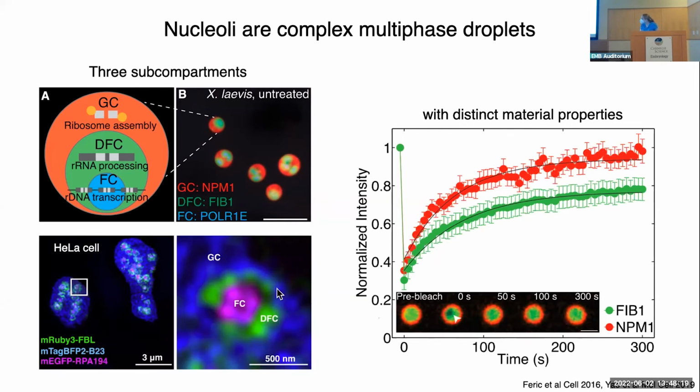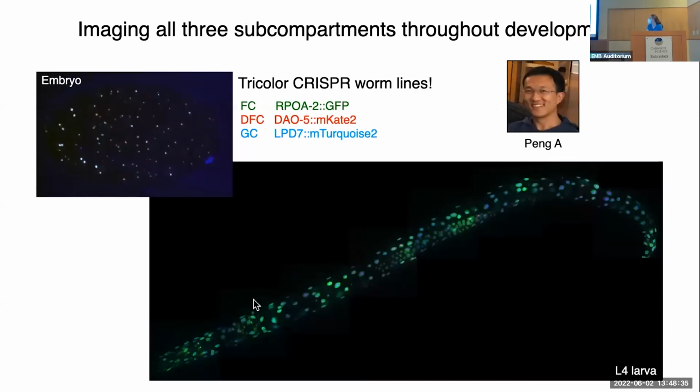And so for us to be able to look at any of this multi-phase organization, we needed to be able to look at the different compartments. So far, all I've shown you are images labeled with fibrillarin, this one highly conserved nucleolar component. And so our lab's big triumph of the pandemic was getting a tricolor CRISPR worm line. My graduate student, Peng, labeled three different markers with three different colors and crossed the worms together. And so now we can look at all three compartments at each developmental stage.